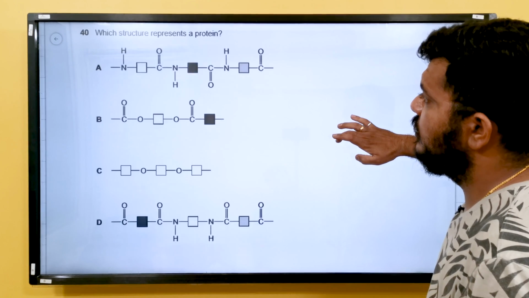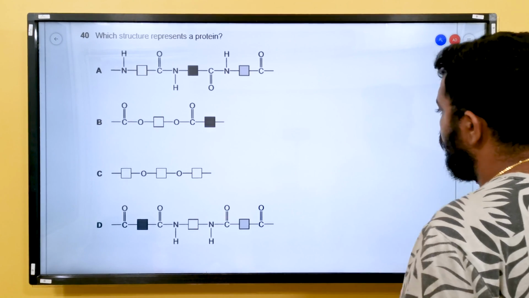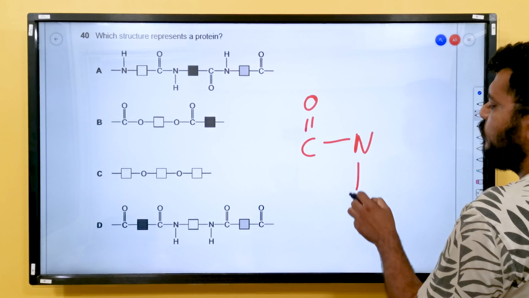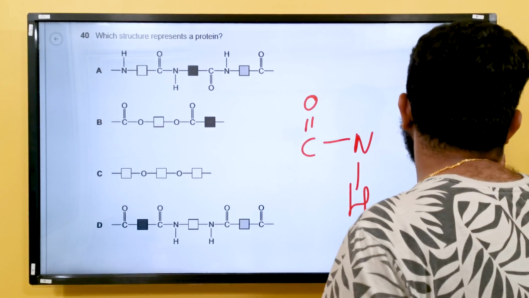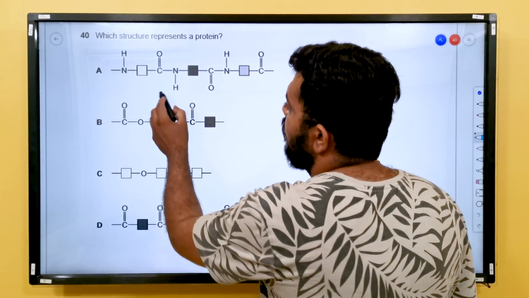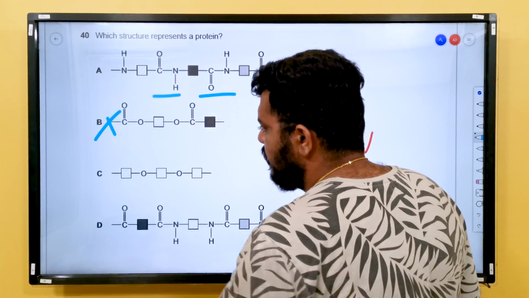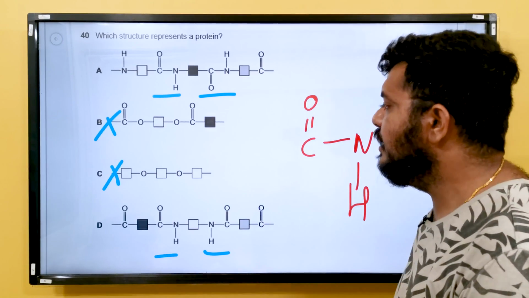Which structure represents a protein? Now remember, the protein molecule must have C double bond O and NH bonding. This is known as amide linkage. Let's find out which of these have amide linkage. Okay, there is 1, 2 amide linkages here. This does not have amide linkage. This does not have amide linkage. These also have amide linkage.